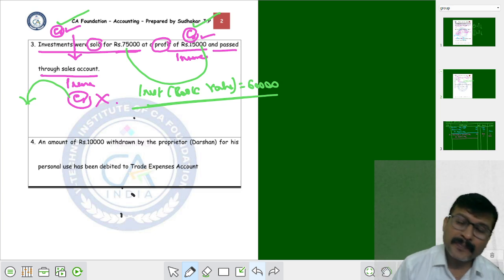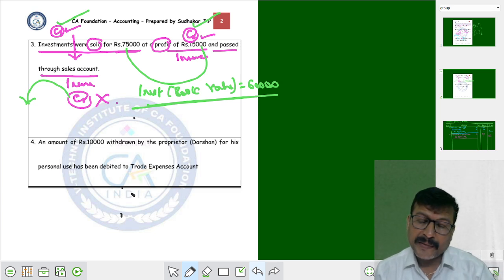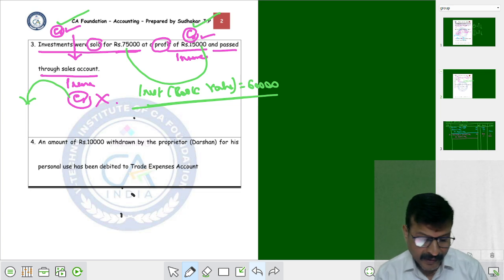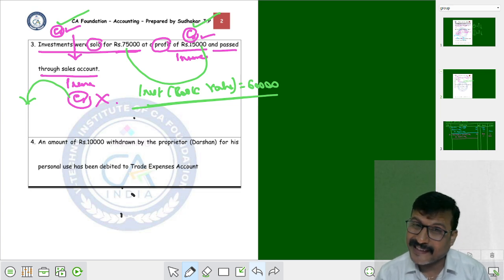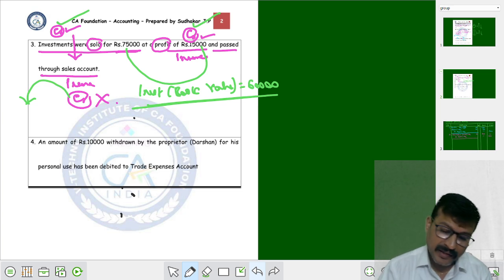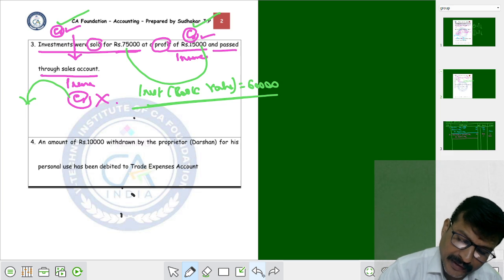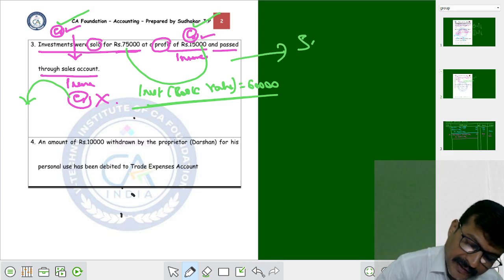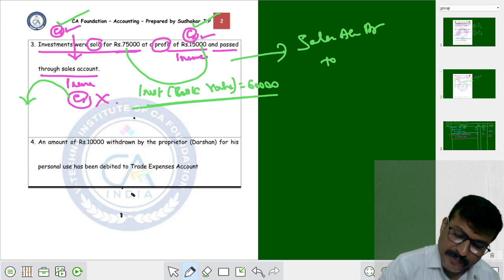Now what to do? Keep the investment in the credit place, keep the profit in the credit place. As both are credit, keep them in the same place. This income as sales is in the credit place, which is a wrong credit. Wrong credit is to be shifted to the debit side. Now the journal entry for this will be what? Let me write it here first. So sales is to be taken in the debit side. Sales account debit. Investment you keep in the credit side, to investment.